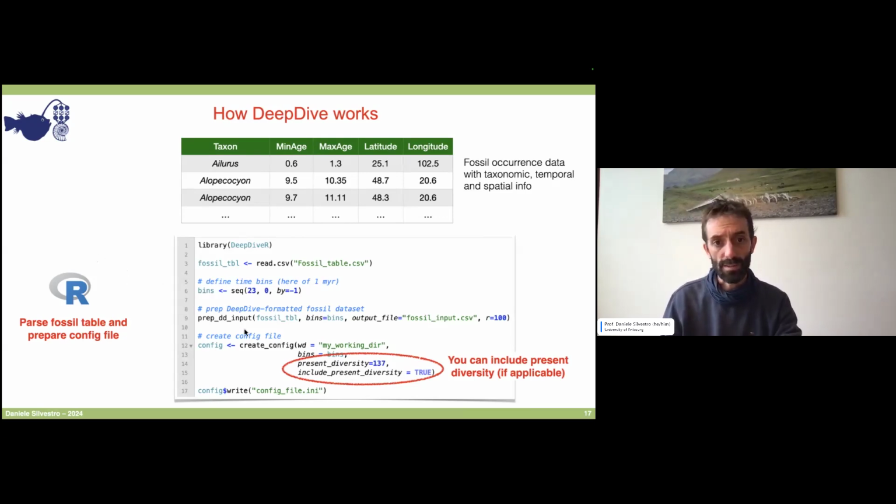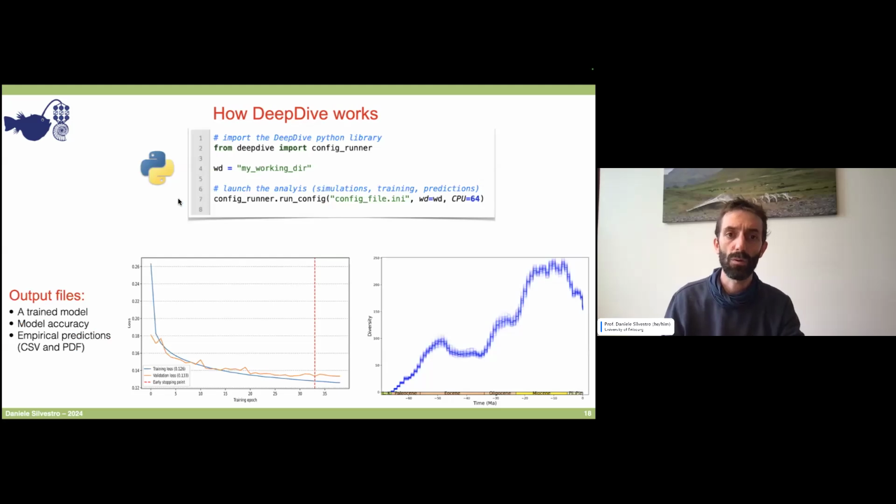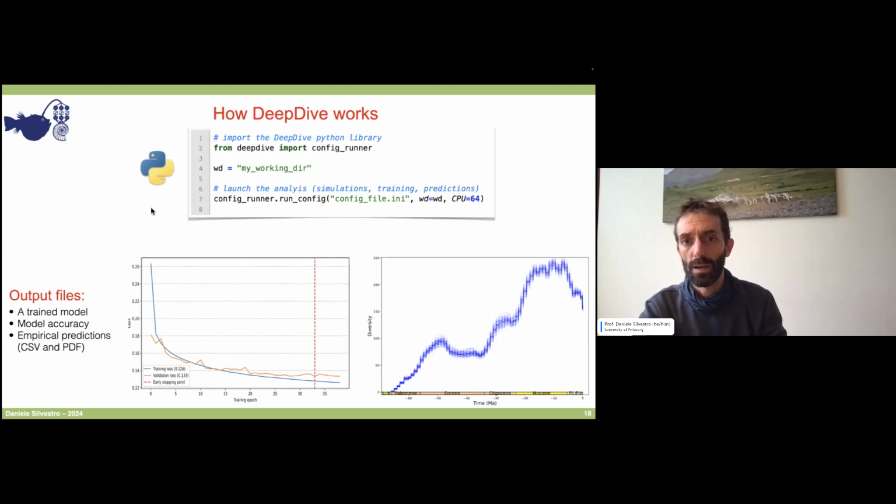Once we do this step, we create these two input files, the config and the DeepDive formatted occurrence data, then we can feed them into our Python program. The Python program will be basically just taking this config file and run the rest of the pipeline. So we run the simulations, model training, and prediction. And as an output, we'll be able to observe how the training worked. We'll have some measures of model accuracy based on a test set, and we get our empirical predictions.